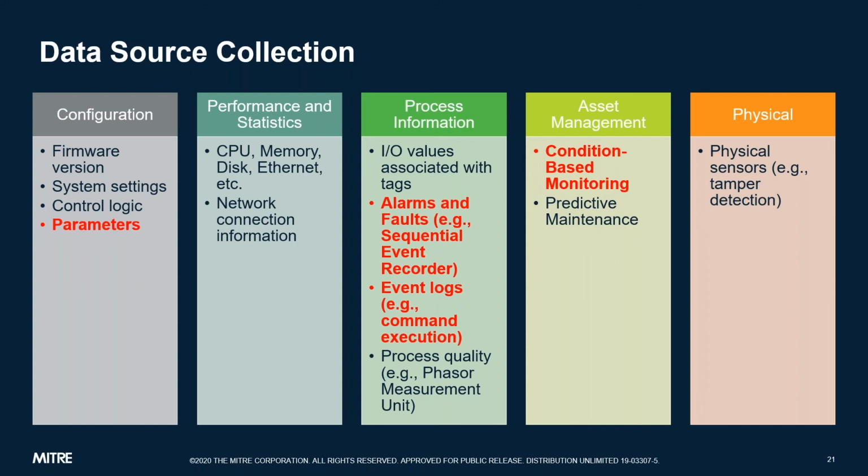So what we've done is we've looked at a number of different controllers from a number of different vendors to get a high level understanding of the offerings, or the collective data model, for all these types of equipment. And we came up with these high level categories, which include configuration, performance and statistics, process information, asset management, and physical data sources that you can leverage to better understand what's going on in these environments.